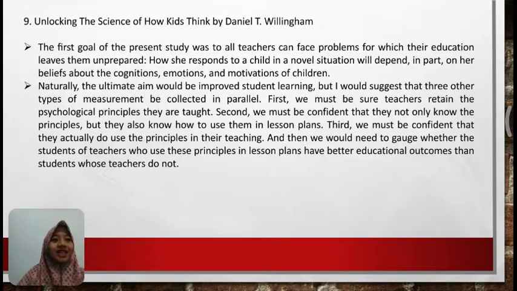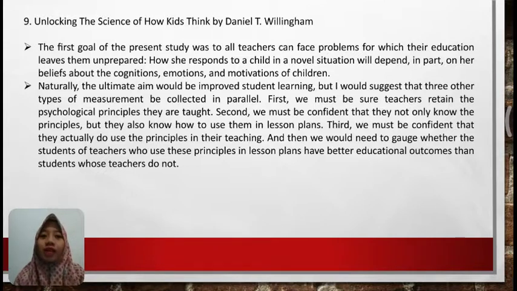The ninth is "Unlocking the Science of How Kids Think" by Daniel T. Willingham. The first goal of the present study was to show that all teachers can face problems for which their education leaves them unprepared. How she responds to a child in a novel situation will depend in part on her beliefs about the cognition, emotions, and motivation of the children.